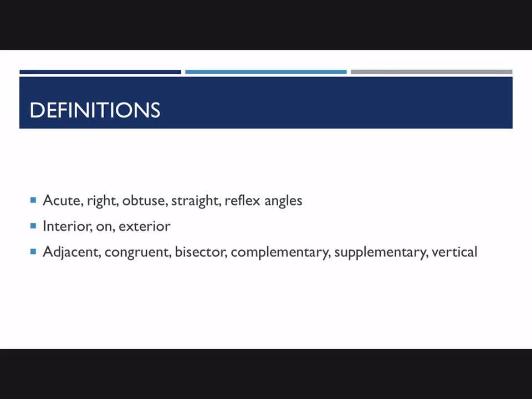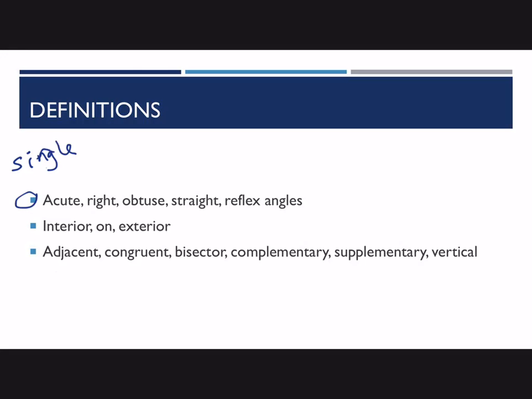Okay, and then there are many other definitions in this section. So we have some that describe just a single angle on its own. So an angle can be one of these different things. It can be acute, right, obtuse, straight, or reflex, and all of these refer to the measure of its interior in degrees, or whatever unit you're using.